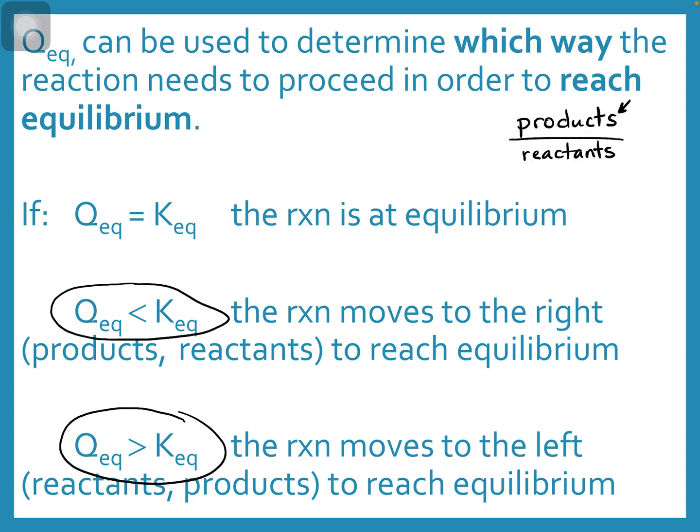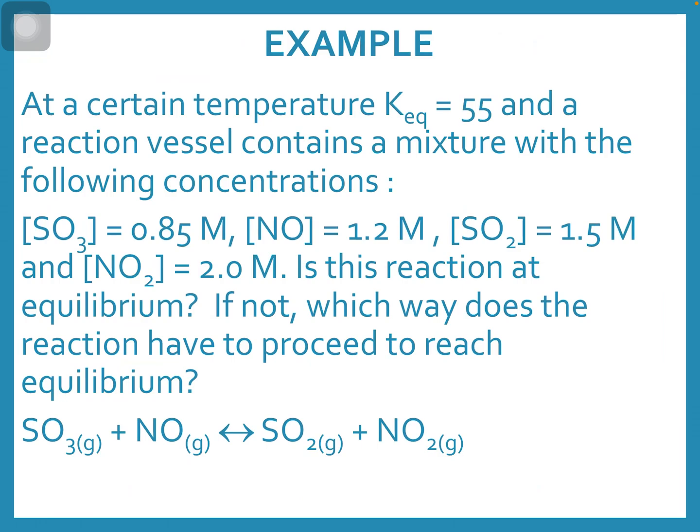If QEQ is larger, then in order for us to reach KEQ, I'm going to need more reactants. I'm going to need the number on the bottom to get larger and the number on top to get smaller, so that we can lower the number to get down to KEQ. Once again, once we look at examples with actual numbers, this will make more sense. Remember, our KEQ values are always only valid for a particular temperature.